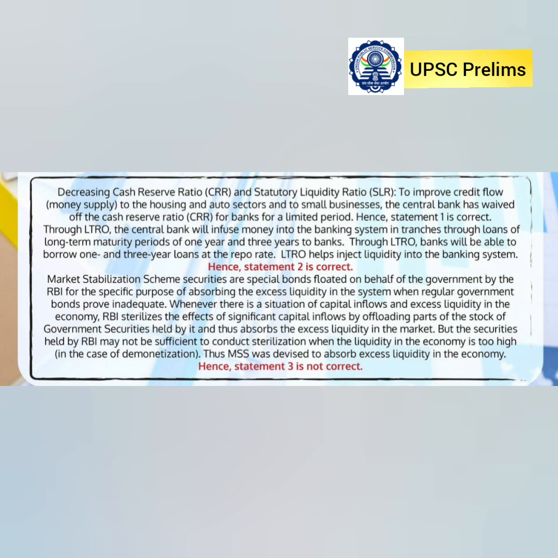Market stabilization scheme securities are special bonds floated on behalf of government by the RBI for the specific purpose of absorbing the excess liquidity in the system when regular government bonds prove inadequate. Whenever there is a situation of capital inflows and excess liquidity in the economy, RBI sterilizes the effects of significant capital inflows by offloading parts of stock of government securities held by it and thus absorbs the excess liquidity in the market.